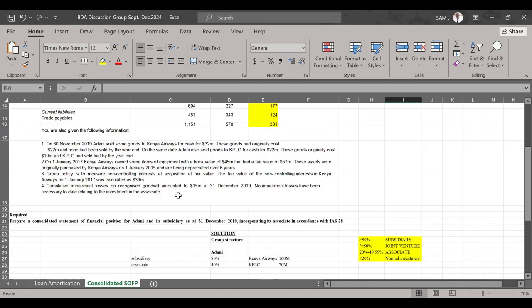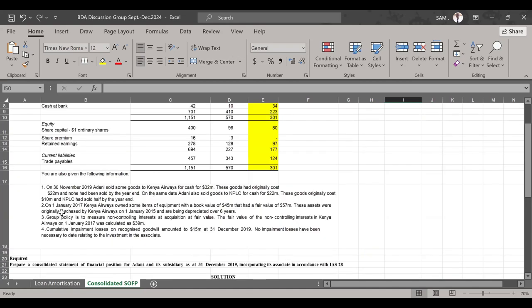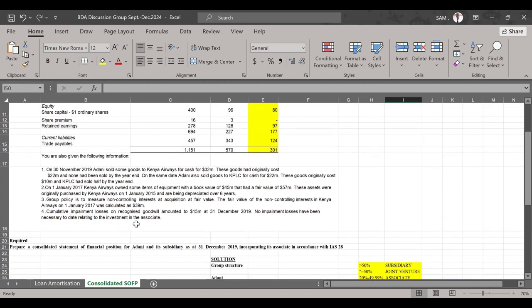Let us go to additional information, and I would want us to start from additional information number 2. Even if you start from number 1, there is no problem, but number 2 is very straightforward. Additional information number 2 says, on 1st of January 2017, Kenya Airways owned some items of equipment with a book value of 45 million that had a fair value of 57 million.